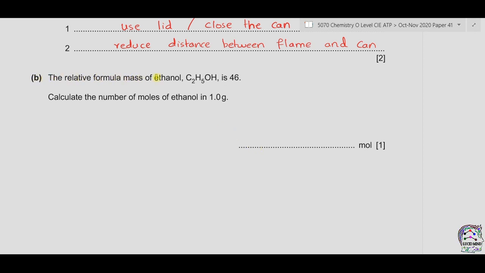B. The relative formula mass of ethanol is 46. The formula is C2H5OH. Calculate the number of moles of ethanol in 1 gram. This is a simple question, as we know that number of moles is equal to mass in grams divided by molecular mass. So putting values, mass in grams is 1 gram and molecular mass is given, which is 46. So therefore the answer is 0.022 moles.